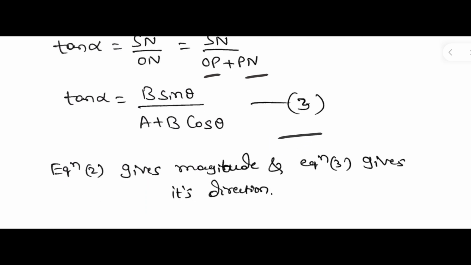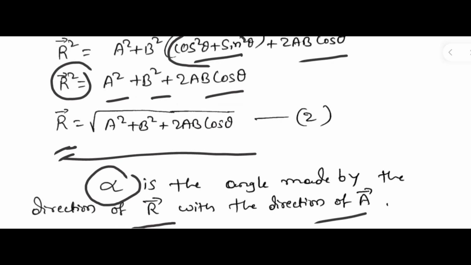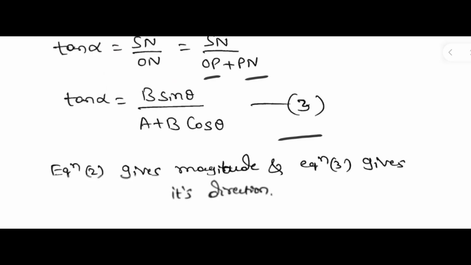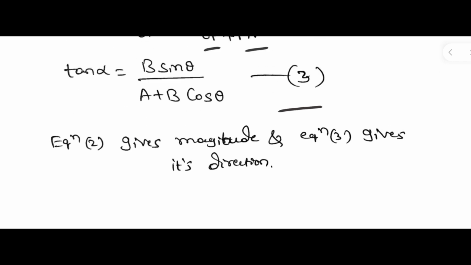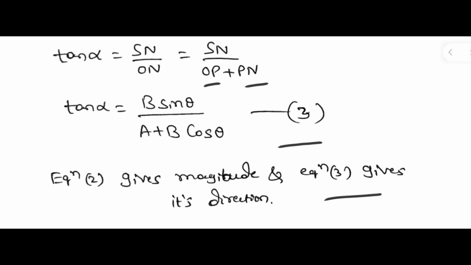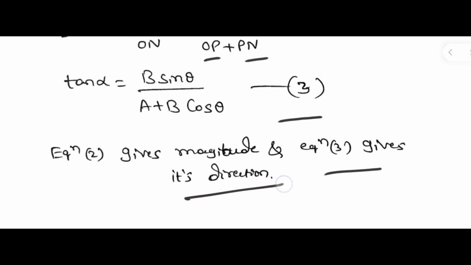Next, equation 2 gives the magnitude of the resultant vector, and equation 3 gives the direction. This is an important derivation for annual exam purposes.